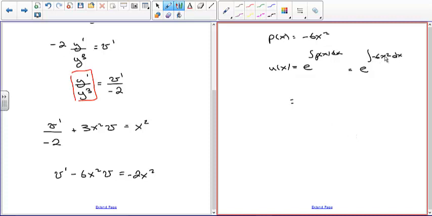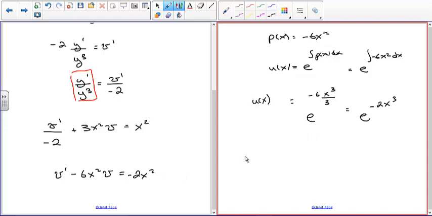I integrate this. When I integrate it, I add 1 to the exponent, divide by the new exponent. And this is e, so e to this integral. So take the constant out, add 1 to the exponent, divide by the new exponent. I don't add an arbitrary constant. So if I simplify this, I'll get e to the minus 2x cubed. So that's my integrating factor.